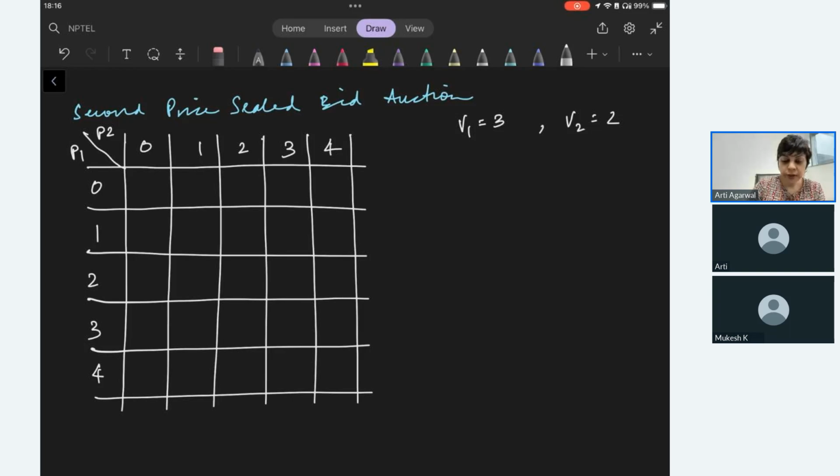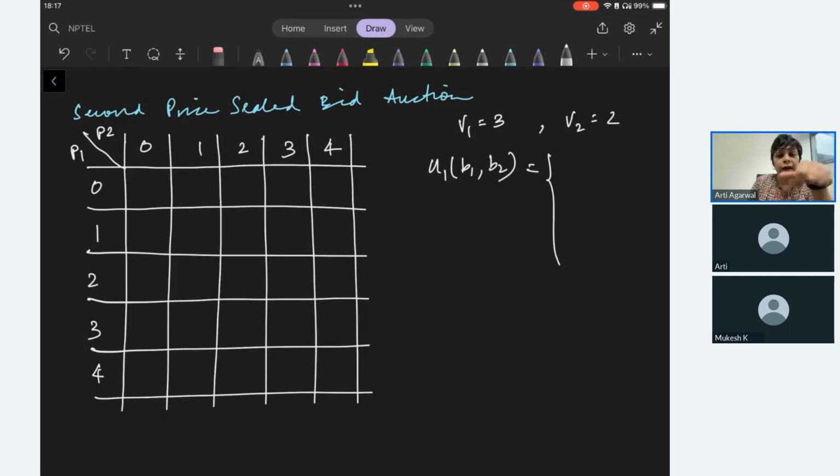Now, first, let's write down what their utilities are going to be. So, utility of player 1 when he's playing B1 and the other guy is playing B2 is equal to, if B1 is greater than B2, then what is it going to be? If B1 is greater than B2, then it means that player 1 wins the bid. Now he has to pay. Now how much is he going to pay? He will pay B2 because he has won the bid, but this is a second price sealed bid auction.